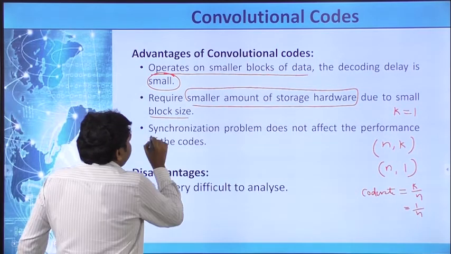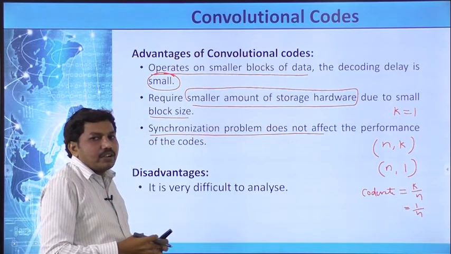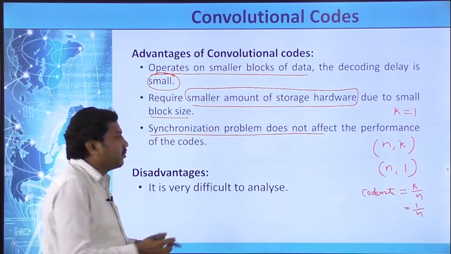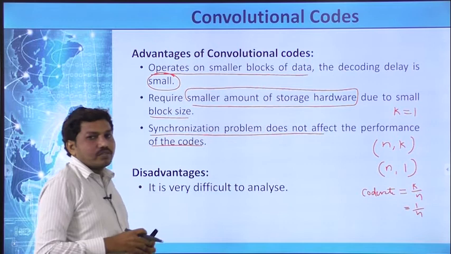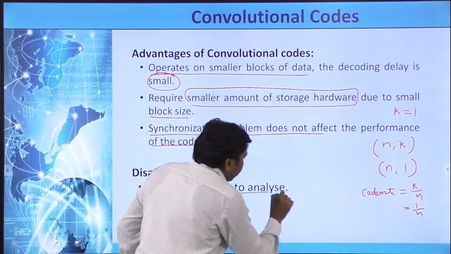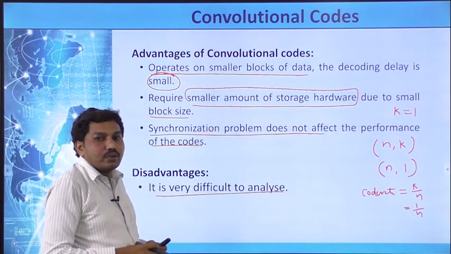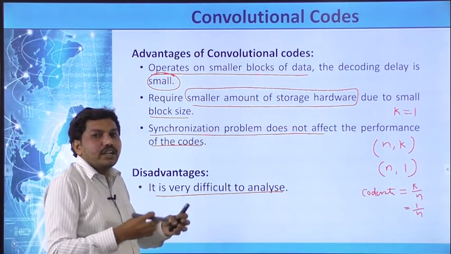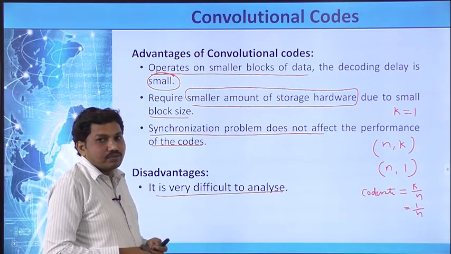The third advantage is that synchronization problems do not affect the performance of the codes. The disadvantage of convolutional codes is that they are very difficult to analyze. To do the analysis is very difficult in the case of convolutional codes.